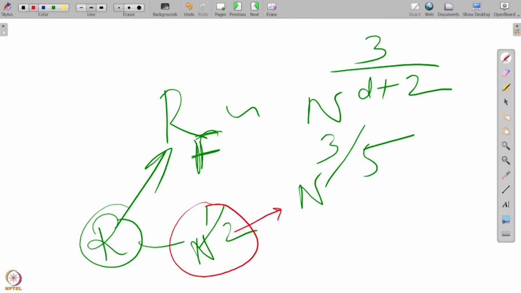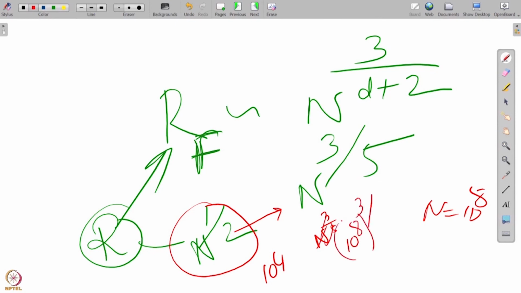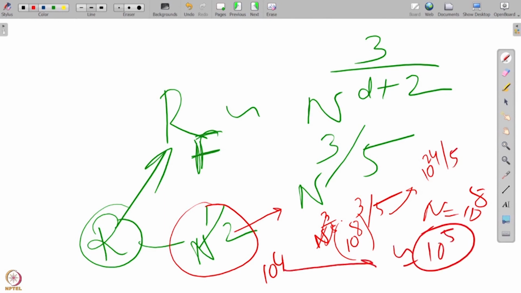If I go with my n equal to 10 to the power 8, then n to the power half is 10 to the power 4. Now if I do n to the power 3 by 5, I have to do 10 to the power 8 times 3 by 5, which is 10 to the power 24 by 5, that means almost 10 to the power 5. So I see a 10-fold increase, a little less, 8 actually, a huge increase in the size of the polymer because of the interaction between the polymers.